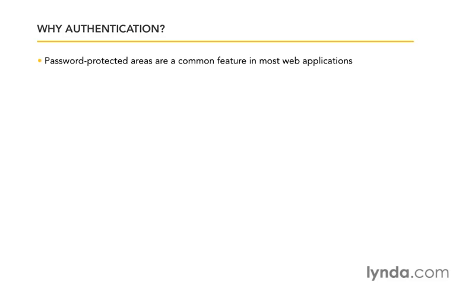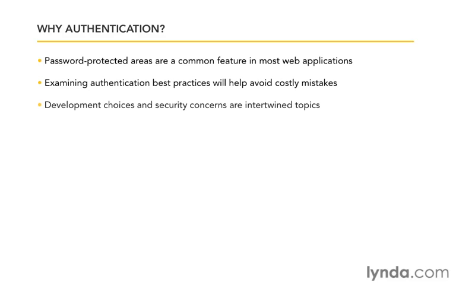First, password-protected areas have become so common that you're almost guaranteed to need one in any site you build. And if you need it, then it's going to be important that you add it correctly. Mistakes in this area can be very costly. It also helps reiterate the point that I've made a couple of times that site development choices and site security go hand in hand, and you're going to need to be mindful of security in every part of your code. And finally, it's going to give us a chance to take a look at a few more features of Rails.